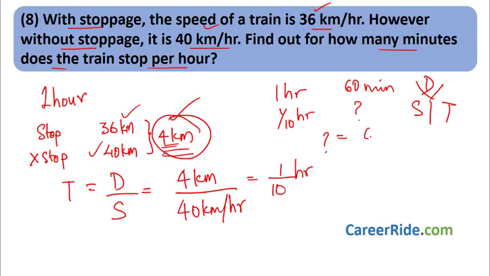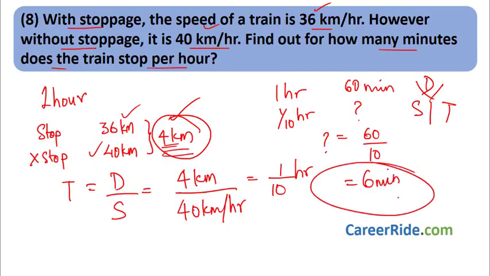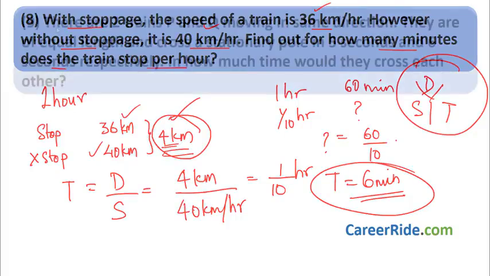That is nothing but 60 divided by 10, that is 6 minutes. That means the train is wasting 6 minutes every hour. That is, the train stops for 6 minutes every hour. See how easy it was, just common logic was used and formula DST. Going to question number 9.